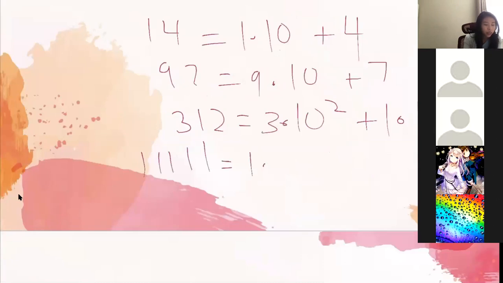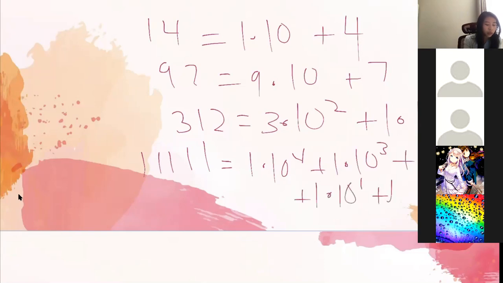So this would be 1 × 10⁴ plus 1 × 10³ plus 1 × 10² plus 1 × 10¹ plus 1 × 10⁰. Do you guys all agree with this? This is nothing new, right? You've been doing this your whole life. This is how we've done math since elementary school. Cool, I have a thumbs up.